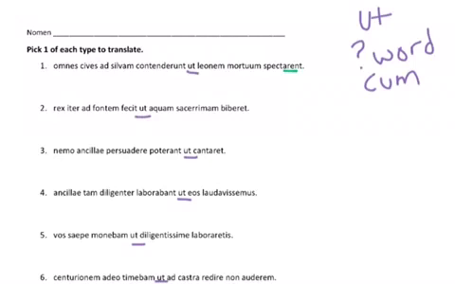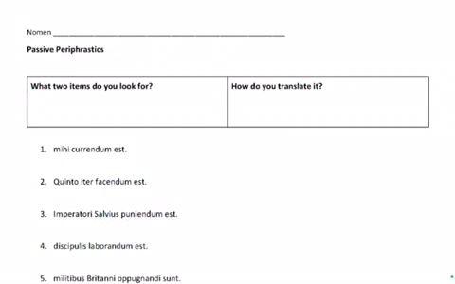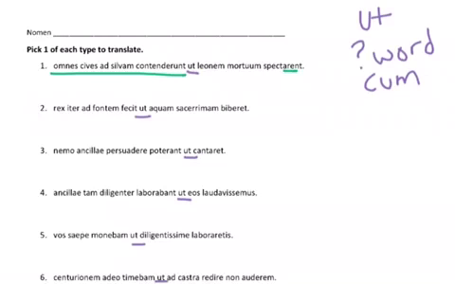So when I look before it, I have omnes cives ad silvam contenderunt. So I ask myself, is there a so word? But Miss Campbell, what do you mean by that? I mean these words: tam, talis, tot, ita, sic, adeo. And the answer is no, there is no so word. So this is not a result clause.